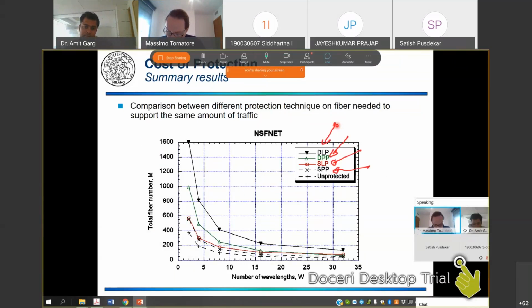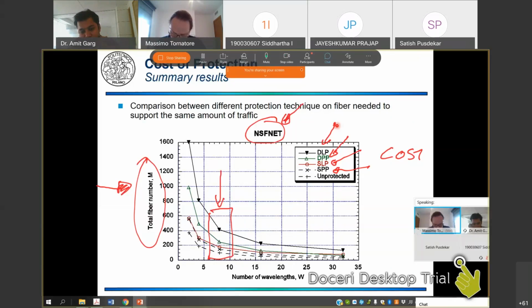If we compare the cost expressed as number of fibers that I need to support a certain traffic matrix, I'm doing this on a US network as an example. Let's concentrate on this case here, the case where the number of wavelengths per fiber is equal to 8. I think this case is very easy to visualize, because the dotted line that is the unprotected case is about 100 fibers. So it's a good baseline. Okay? So this is the amount of fibers that I need in the unprotected case.